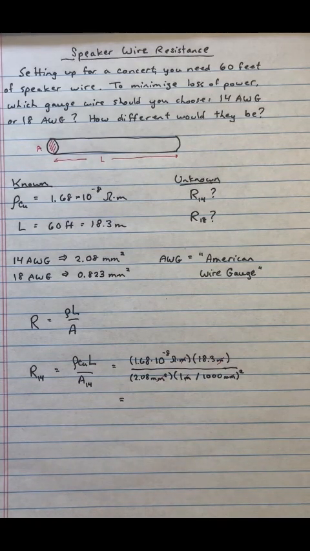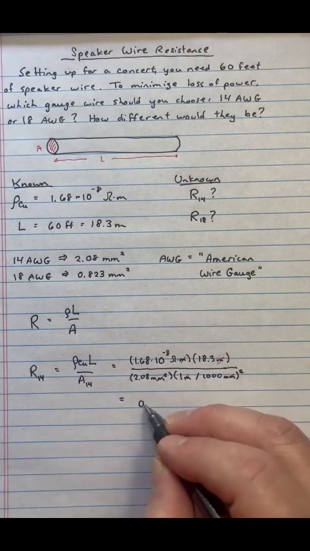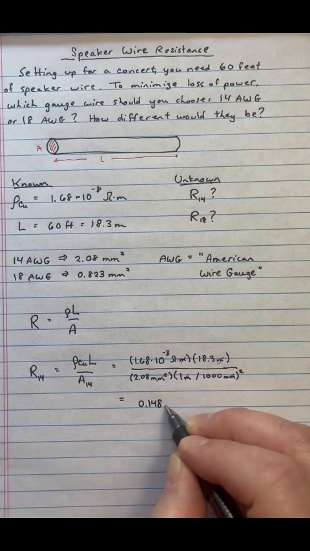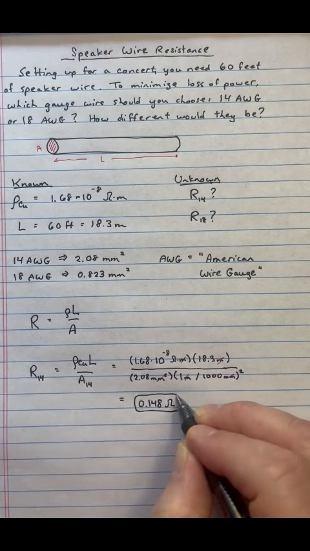All right, so take a moment to go ahead and calculate this. When you do, you get 0.148 ohms. Not a lot of resistance.